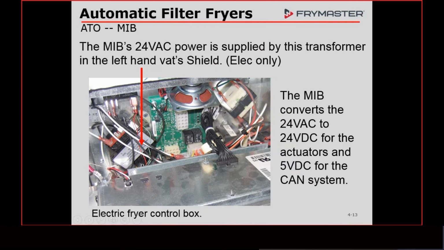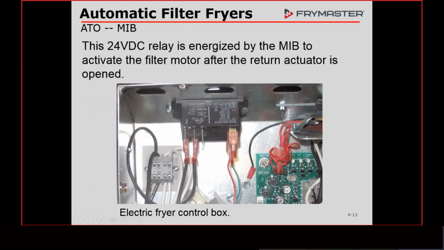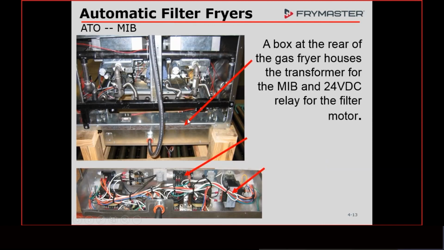I think we might make this here. We're going to talk about the MIB real quick, though. The MIB has its own transformer. It supplies the voltage to the AIFs. On an electric fryer, it's behind the computer. The 24-volt DC relay for the filter system was always AC before, but now it's DC because we rectify that voltage for the actuators. That relay is going to be behind the far left computer on an electric fryer. On a gas fryer, it's down in the transformer box with all the other transformers.